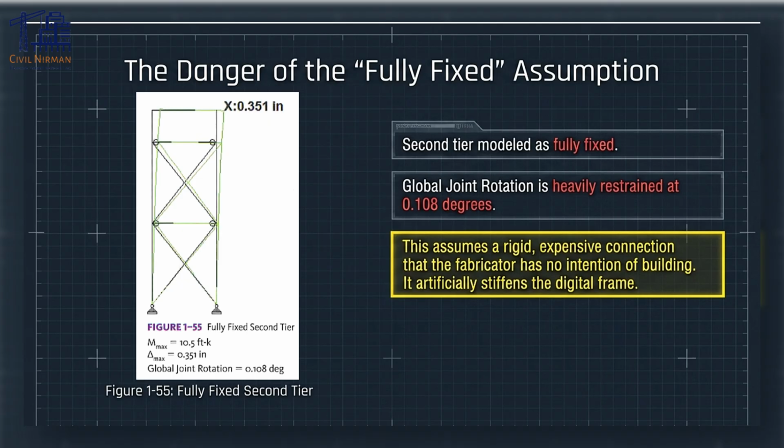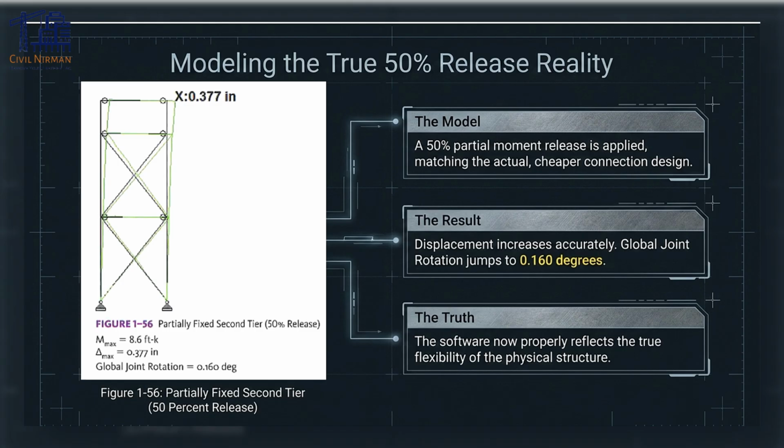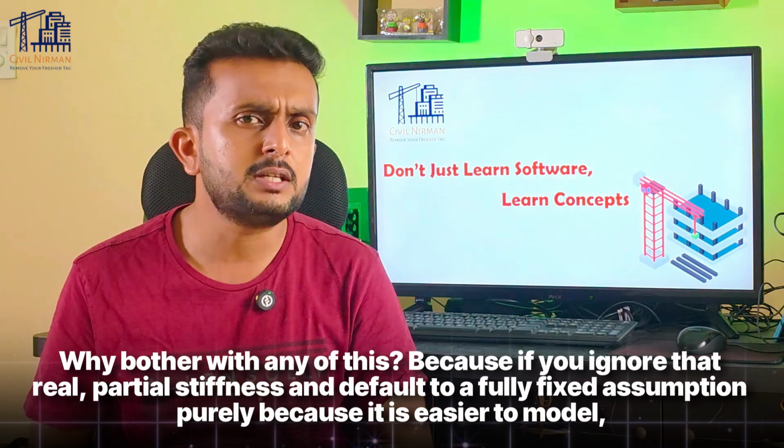Now let's look at the other example, which is fully fixed second tier. Model that second tier as fully fixed, and here is the displacement and rotation you get. Now apply a 50% partial moment release instead, matching what the connection is actually designed to carry, and both the displacement and the joint rotation increase exactly as they should because the real connection is genuinely less stiff than a full fixed assumption. So why bother with any of this?